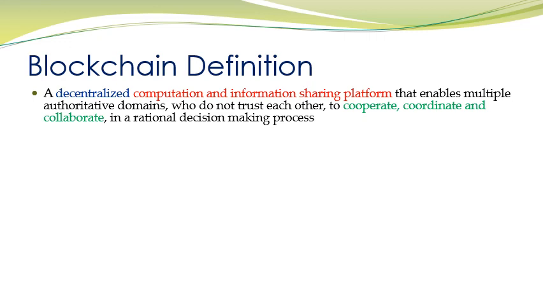So we have studied four definitions of blockchain in the previous session. The first definition: a blockchain is a decentralized computation and information sharing platform that enables multiple authoritative domains which do not trust each other to cooperate, collaborate and coordinate in a rational decision making process. So the blockchain is a distributed information sharing platform, and this platform enables all the parties that do not trust each other to cooperate, coordinate and collaborate in a rational decision making process to complete a task.